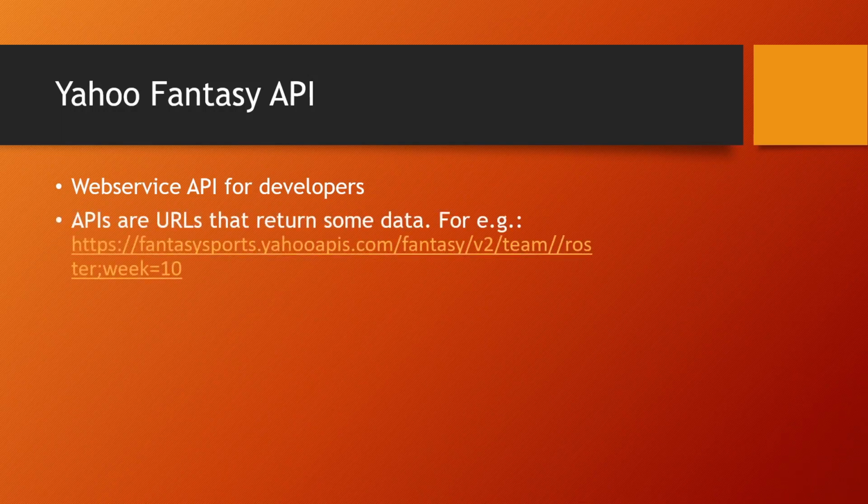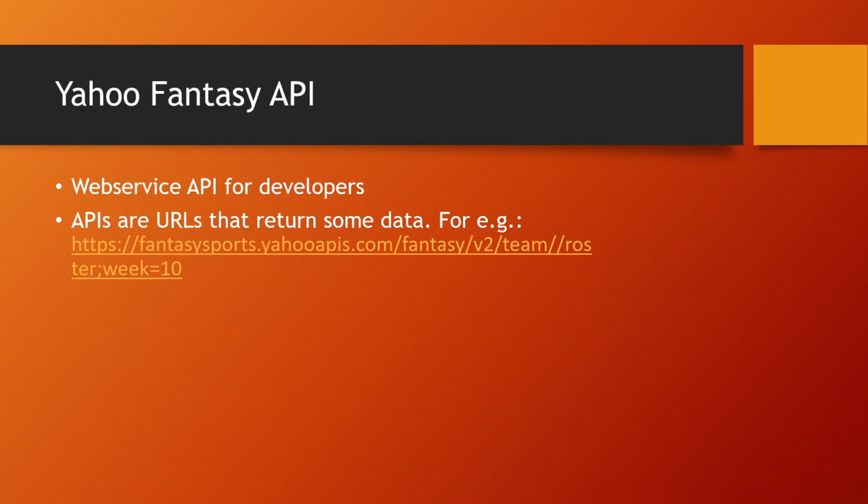For those that are not aware about API or web services, they are simply URLs that return some data. You can even connect to some of these URLs directly from your browser. A good example is the data on your weather app on your phone. This data comes from an API. Most, if not all, of the data on your Yahoo Fantasy phone app comes from the Yahoo Fantasy API.